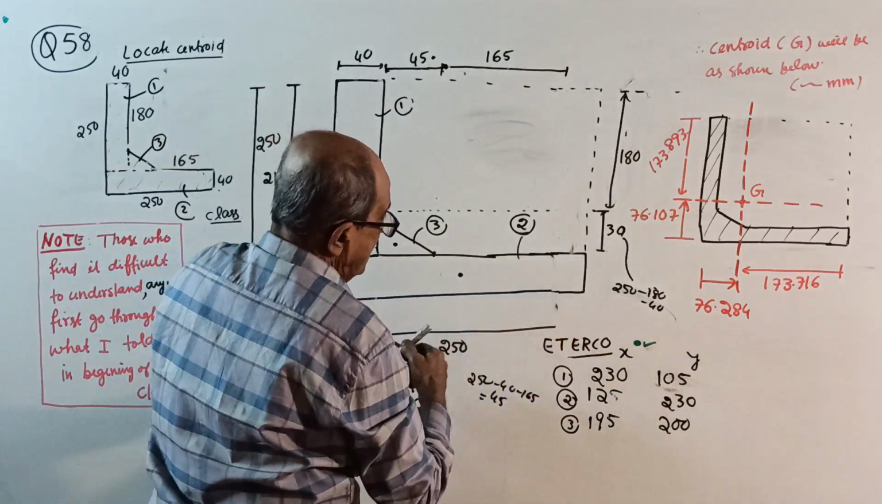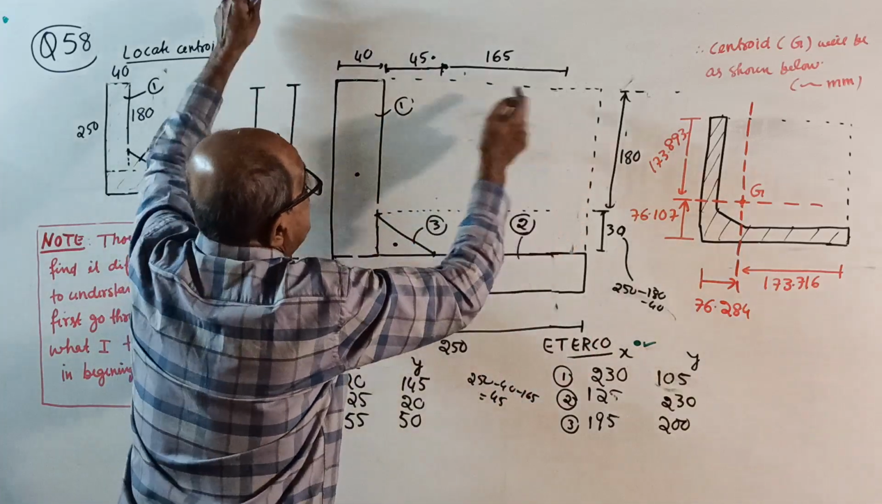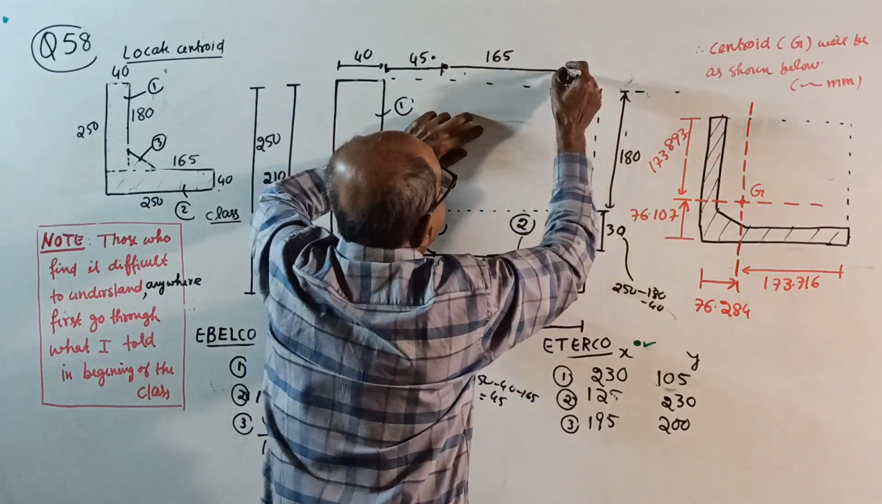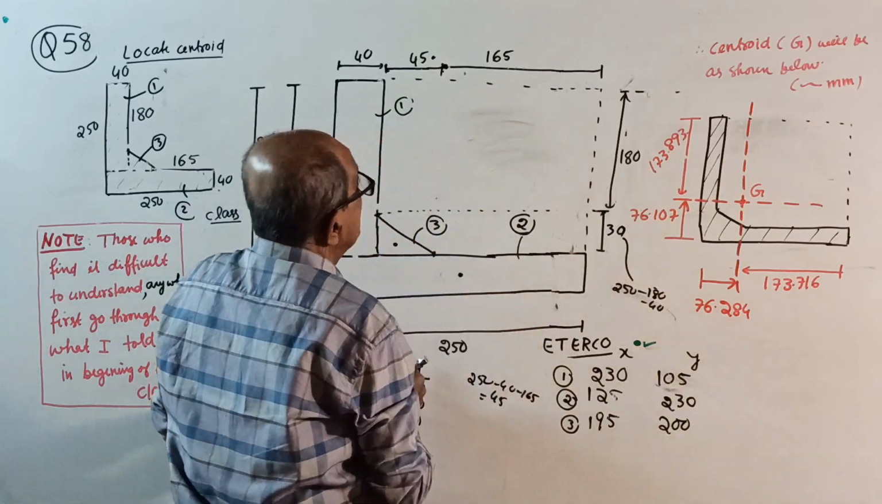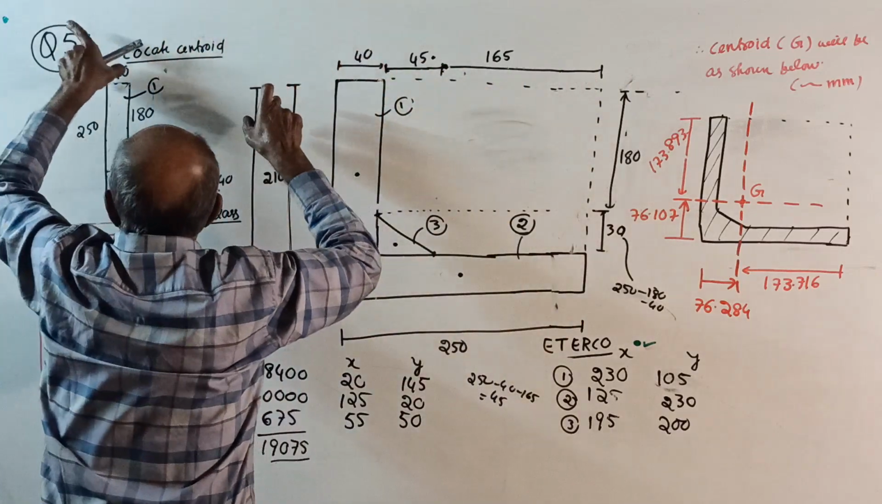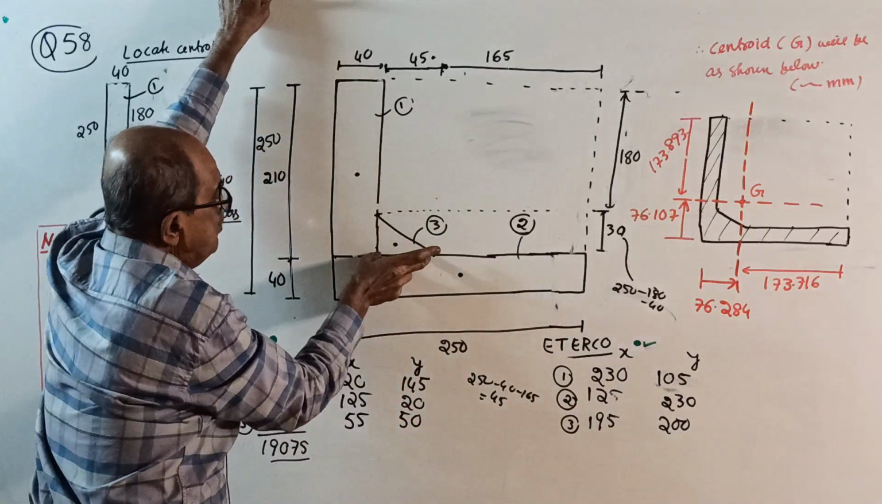250 up to here. Earlier I stopped the diagram here, then extended it, since I saw it was too small. This 165 should come up to here. See how: 250 subtract 40, subtract 165. That's how you got 45.